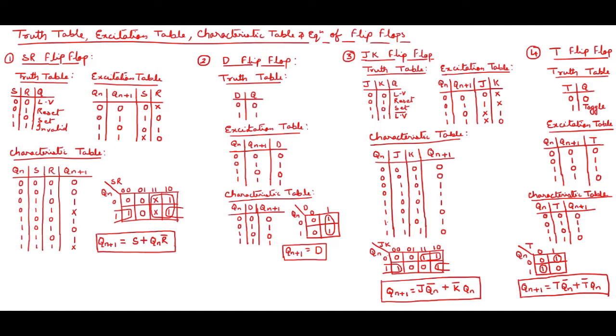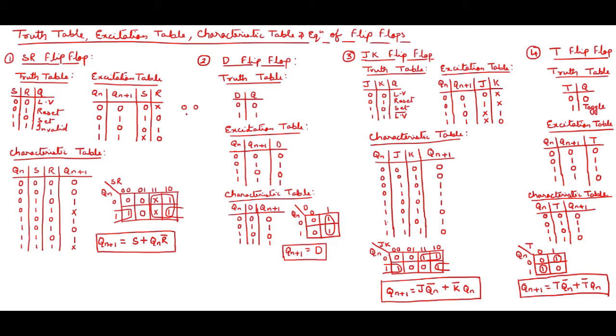Let's have a check. The present state is 0, and in the future also I want 0. What are the possibilities? The best possibility is 0 0. Present is 0, future should be 0, that means the last value should come. So S and R should be 0 0, and you can see that in the table it should be 0 0.